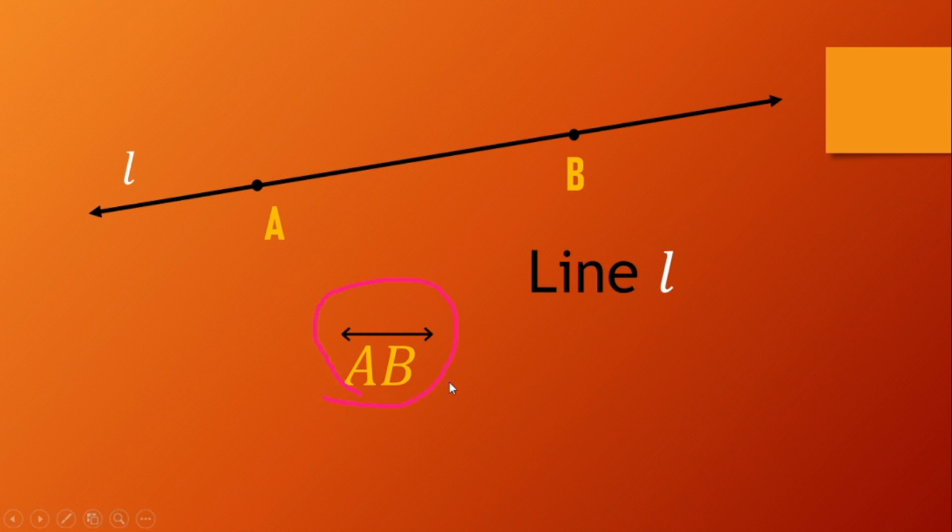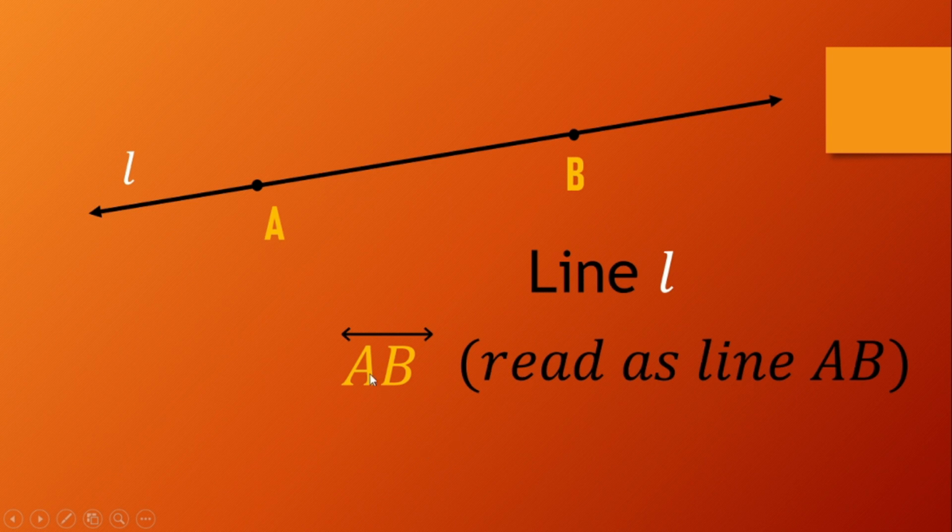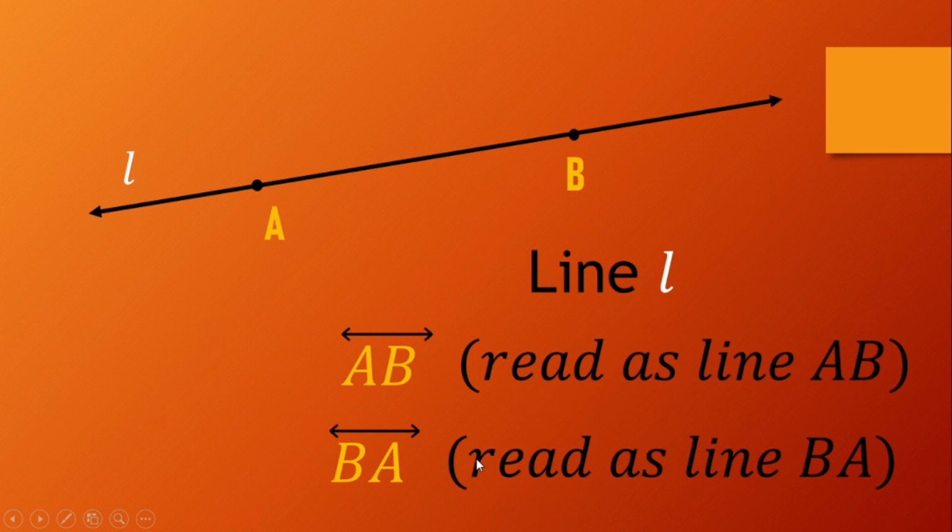So, the notation is like this: a line symbol on top and then capital letters AB. These are the points, right? On our line itself. So, we can read this as line AB. On the other side, we also have BA. So, B can come first and then A follows. With this notation, we can read this as line BA. So, it is the same. Okay, since it extends in opposite directions, it doesn't matter which comes first.